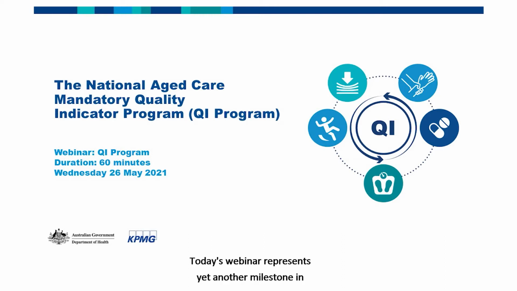Today's webinar represents yet another milestone in the QI program journey, which will be expanded from 1 July 2021. The QI program provides an ongoing focus on continuous quality improvement and improved care outcomes for senior Australians in residential care. Today's webinar is being delivered by KPMG, who are assisting the Department of Health in developing QI program guidance materials for the sector.